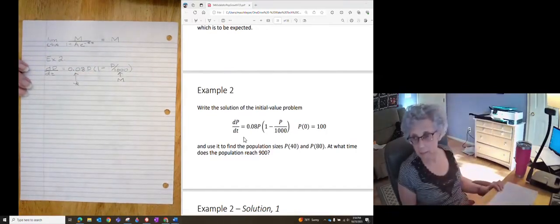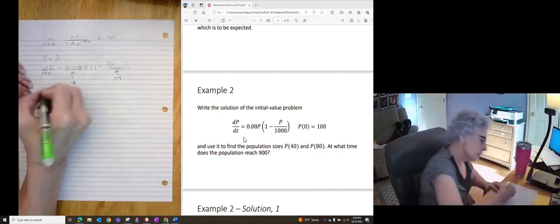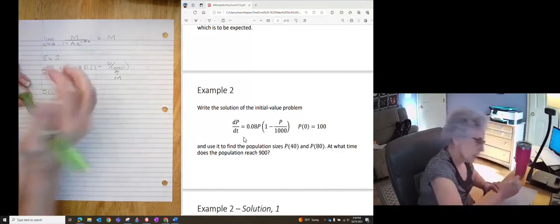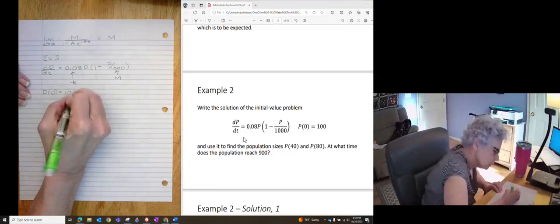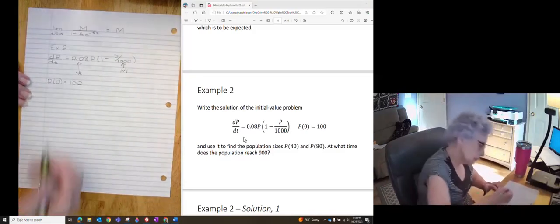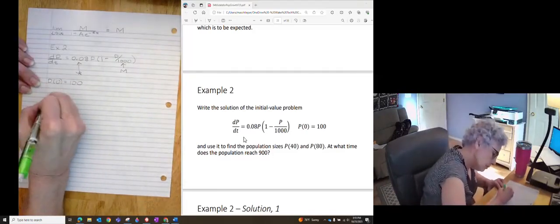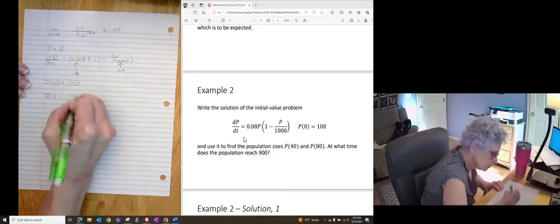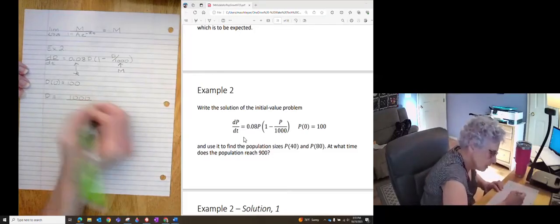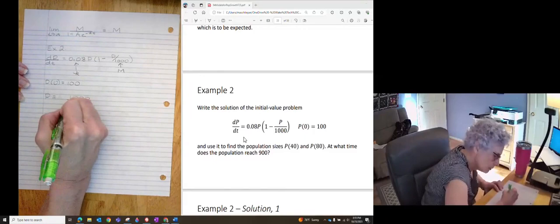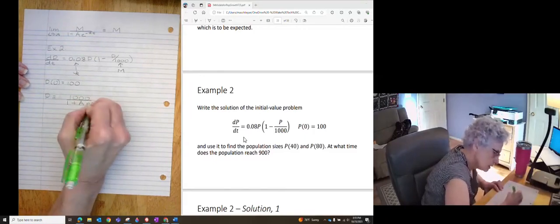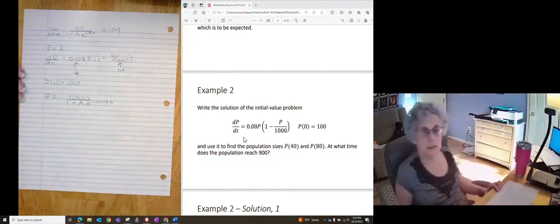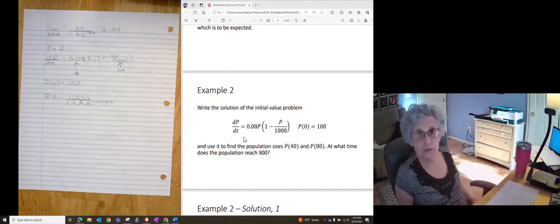This is my k. In order to be an initial value problem, remember it needs an initial condition, and my initial population is 100. So, population is equal to M over 1 plus A e to the negative 0.08t. So far, so good.